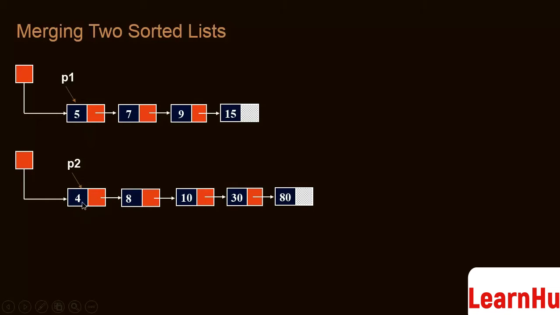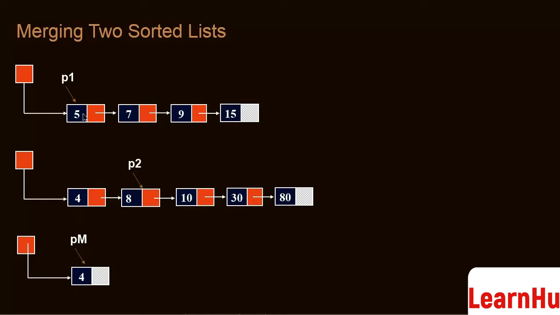Info value of this node is smaller, so we allocate a new node which has info value equal to that of this node, and this is the first node of our merge list. We'll take a reference PM that will always refer to the last node of the merge list so that we can easily add a new node at the end of this list. P2 was moved forward because this info has been inserted into the merged list.